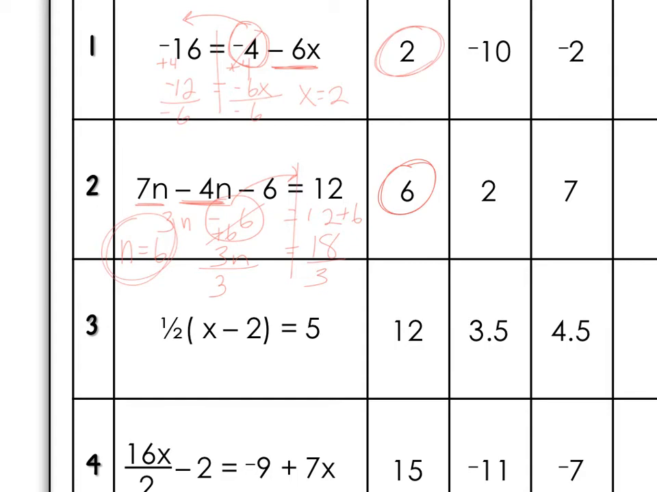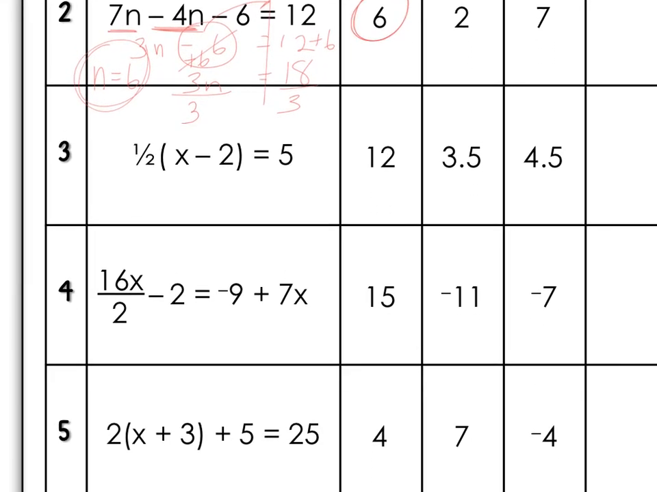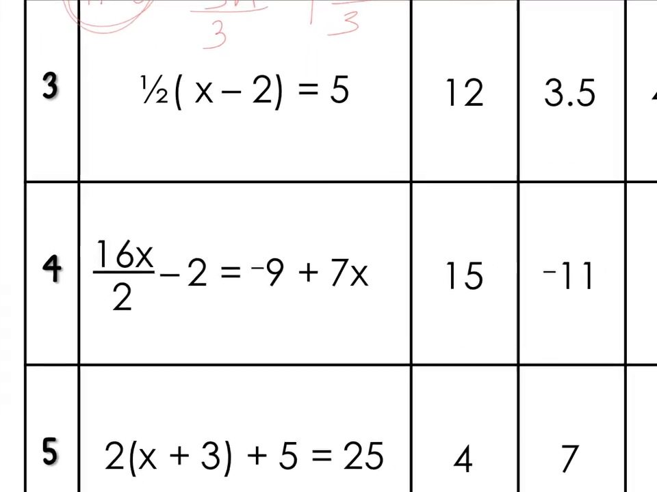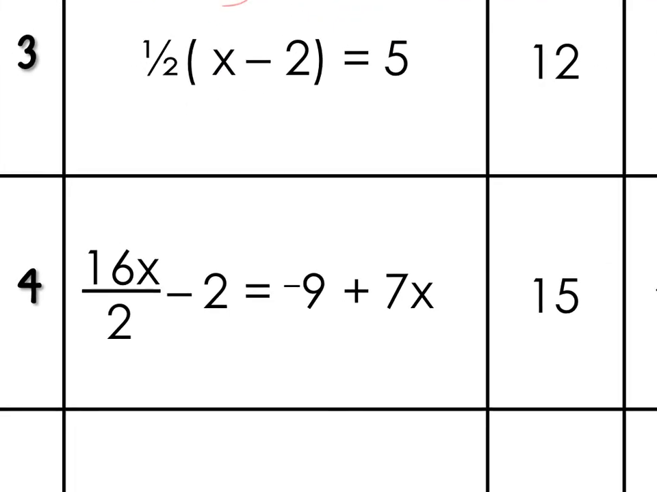Moving on, number 3. We got a fraction here. Don't worry, guys, we can handle this one. So we're going to go ahead and multiply 1/2 into both of these terms. So 1/2 times x, that's just 1/2 x. 1/2 times negative 2, right? Well, that just turns into negative 1, or minus 1. Okay, 5 stays just where it is.